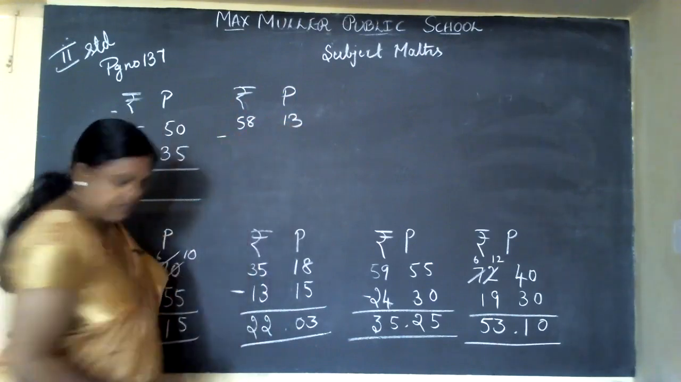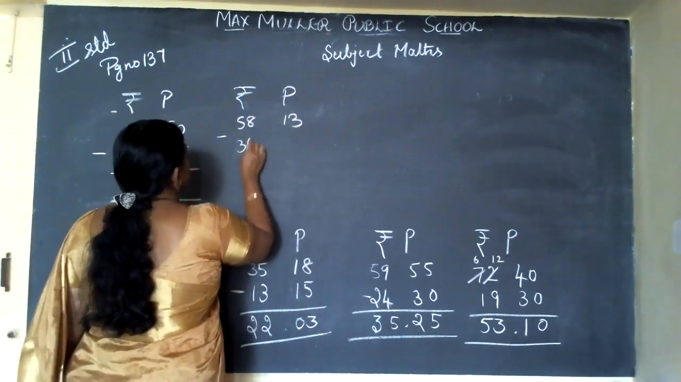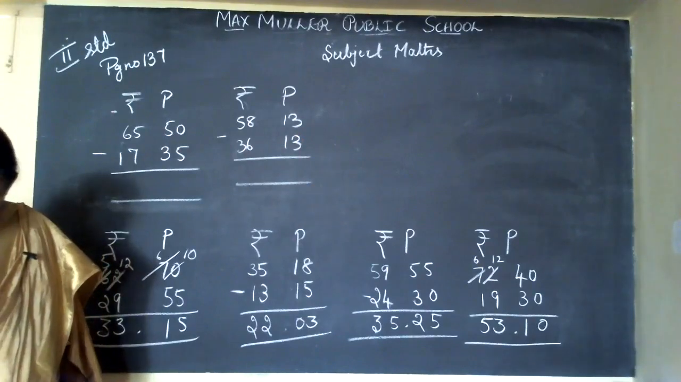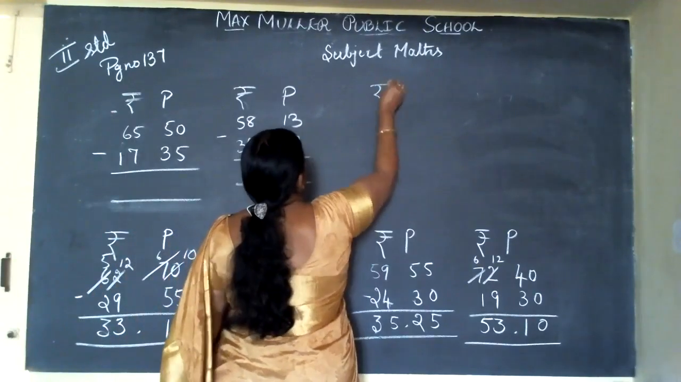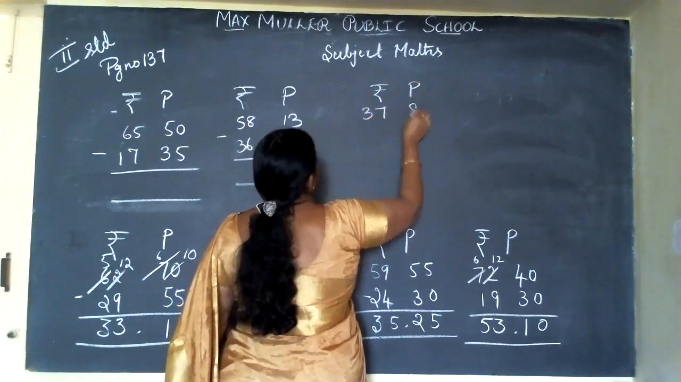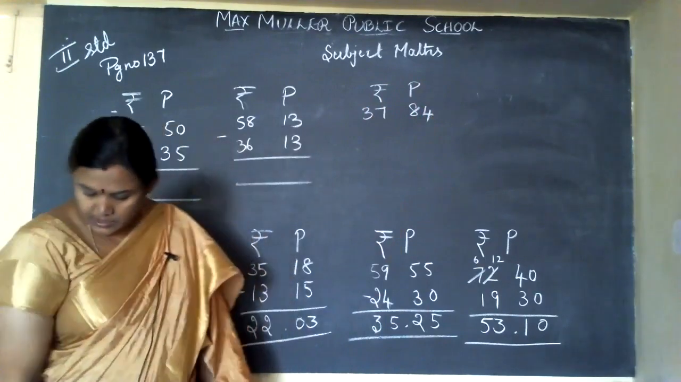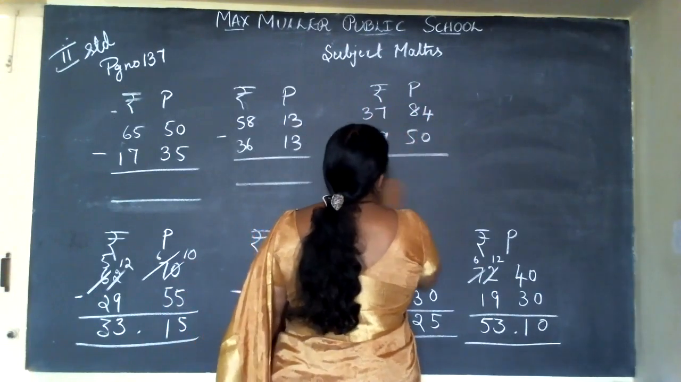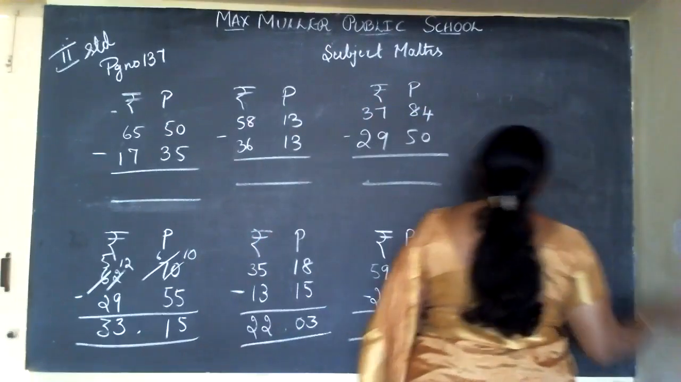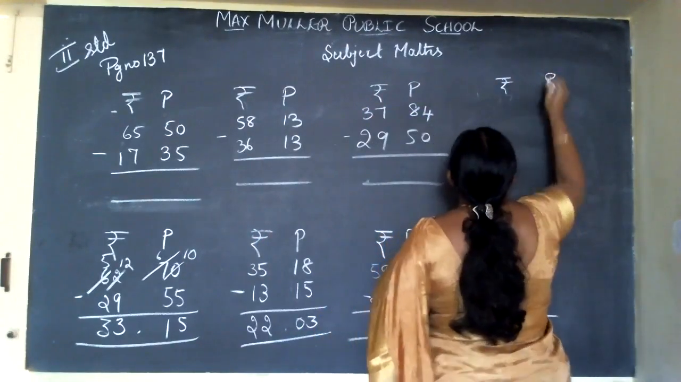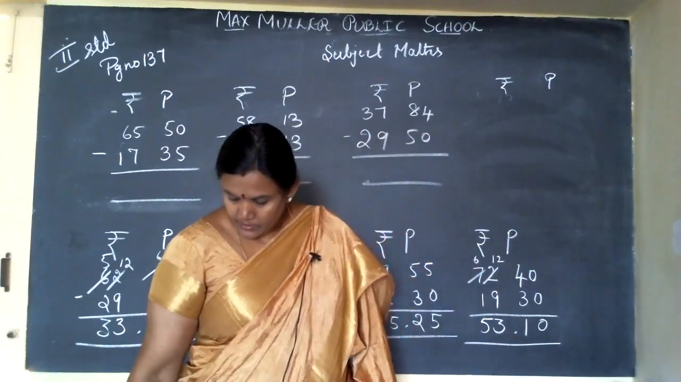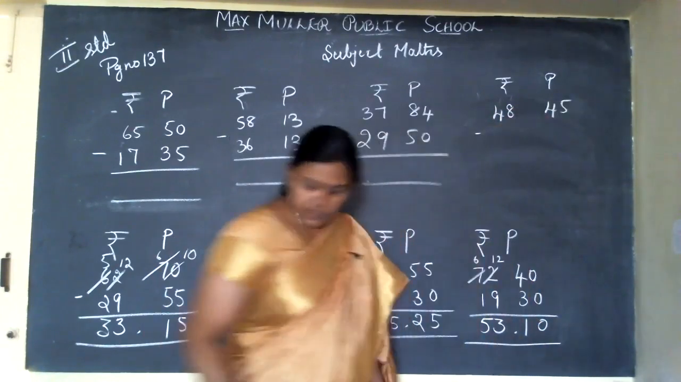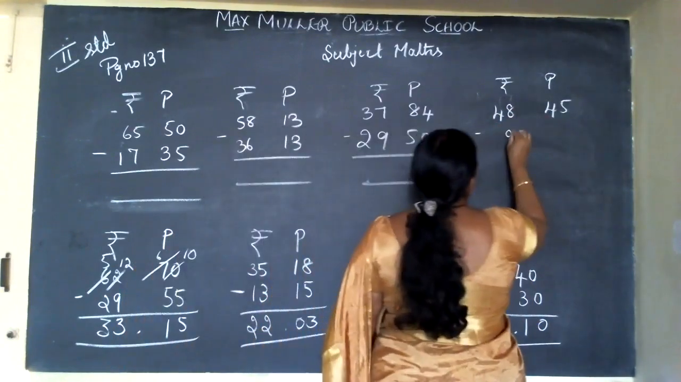Fifty-eight, 13, minus 36, 13. Here 37, 84, minus 29, 50. Now rupees, paisa, 48, 45, minus 9, 15.